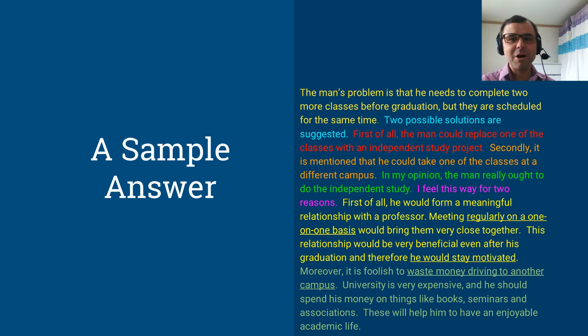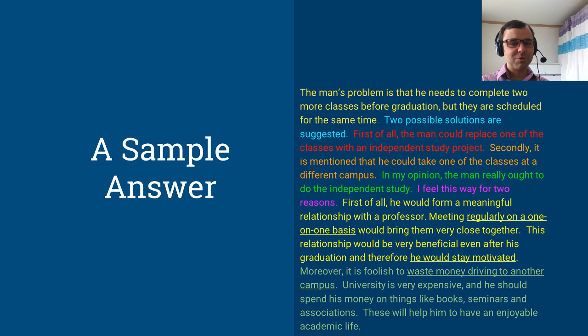The man's problem is that he needs to complete 2 more classes before graduation, but they are scheduled for the same time. 2 possible solutions are suggested. First of all, the man could replace one of the classes with an independent study project. Secondly, it is mentioned that he could take one of the classes at a different campus. In my opinion, the man really ought to do the independent study. I feel this way for 2 reasons.